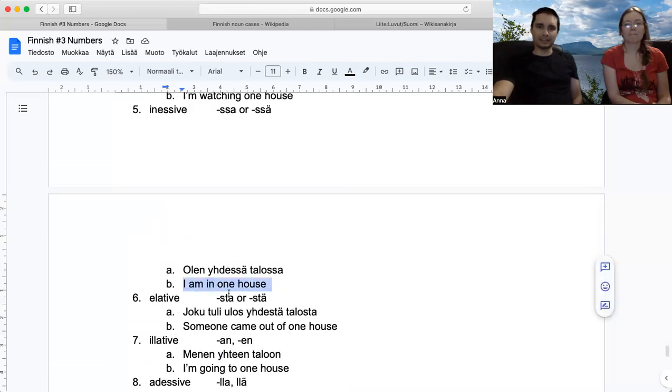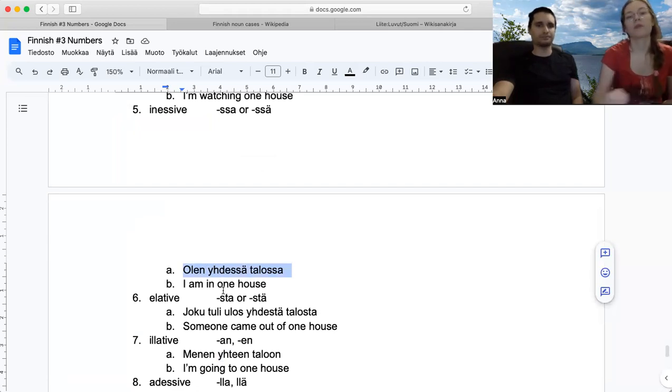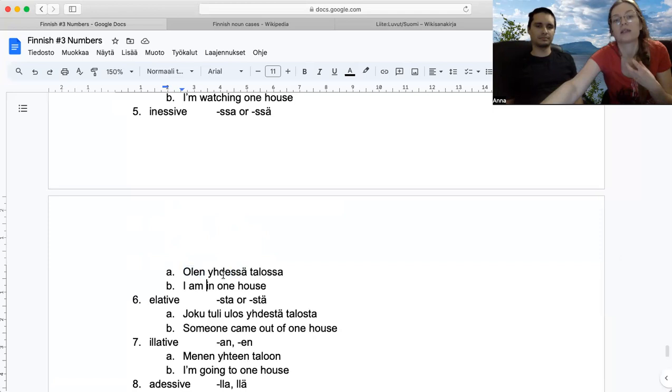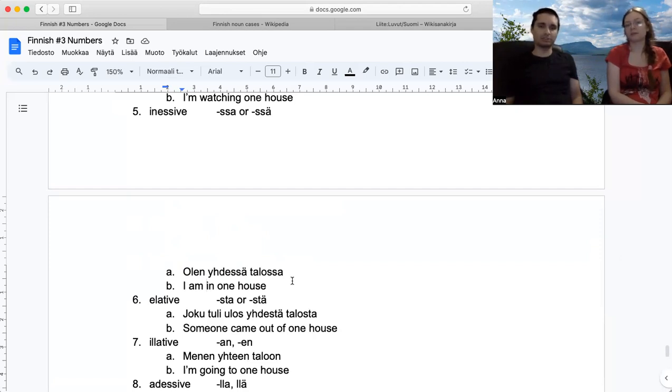Next, inessive case. I am in one house. Olen yhdessä talossa. Olen means I am. Yhdessä talossa is in one house. We add the ending ssa or ssä depending on the vowel harmony. It's always the marker of something being inside of something. So in one house, yhdessä talossa. Literally, in one in house.